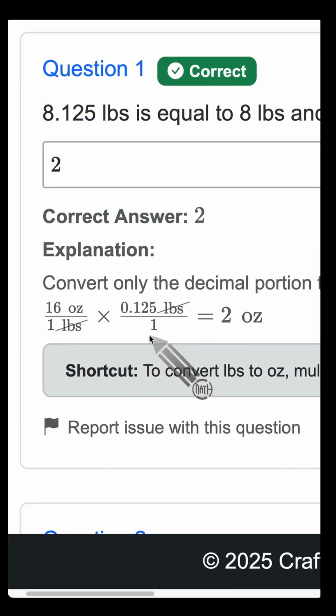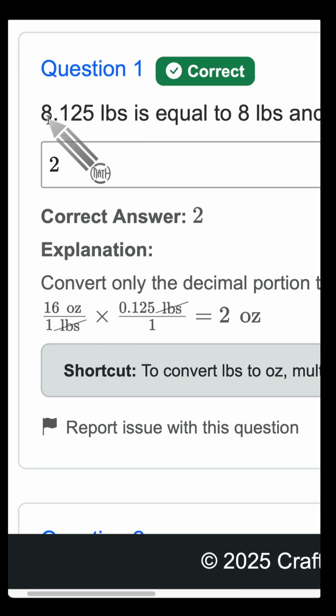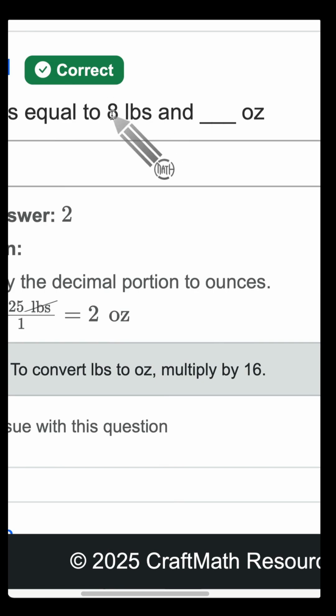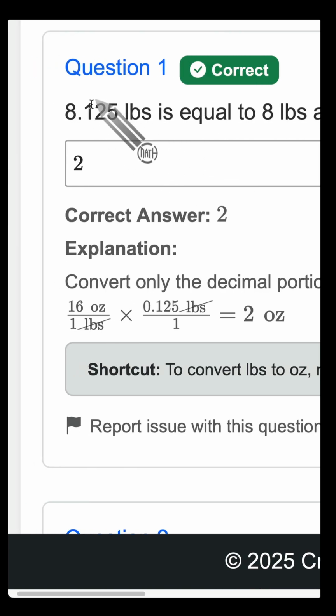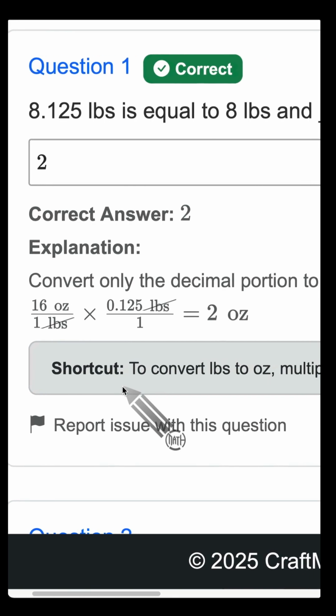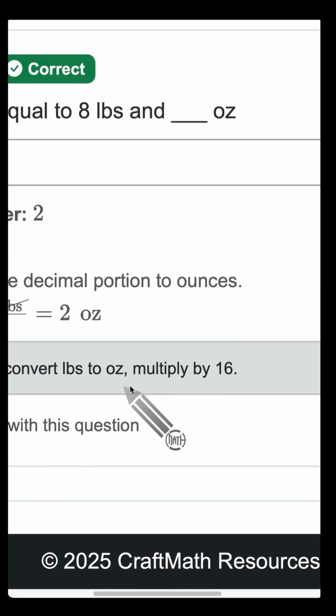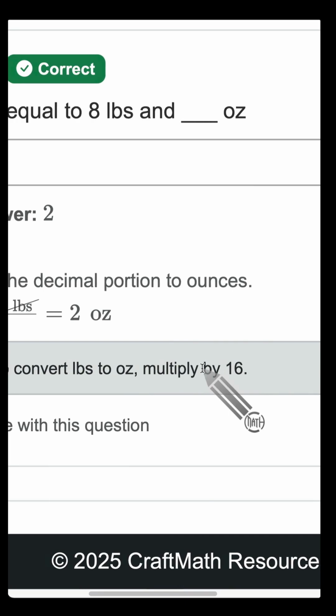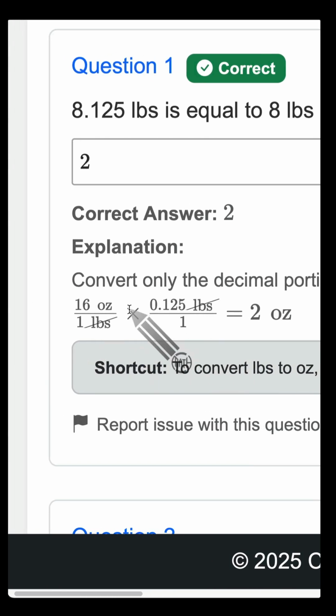And if we zoom in on this dimensional analysis, 16 ounces, that is equal to a pound. You need to remember that conversion. And we need to get rid of this word pounds. And notice what I'm multiplying by. I'm multiplying by the decimal portion of the pounds. I'm not including the 8, because if you read the question here, we already know it's 8 pounds, and we want just the number of ounces that come from this decimal portion of our pounds. And with that said, check out this shortcut. You can see now, to convert pounds to ounces, we do multiply by 16. That's exactly what we're doing right here in our dimensional analysis.